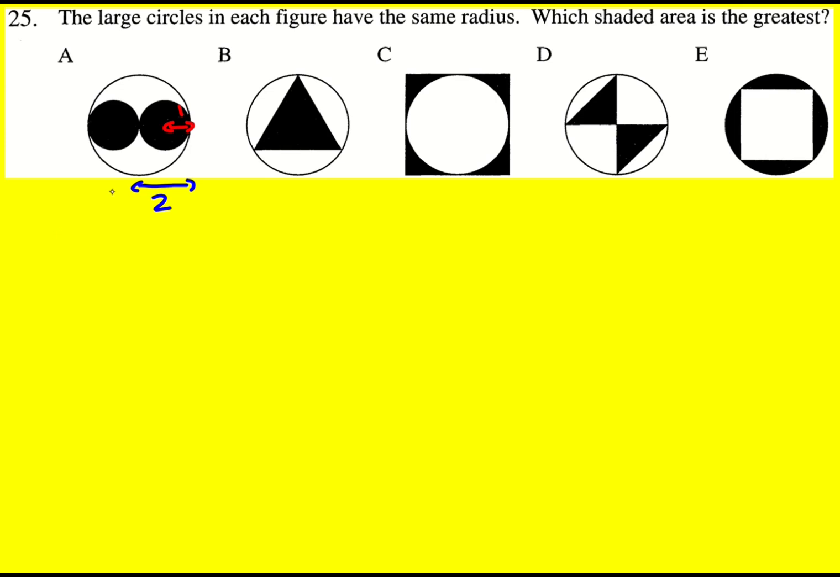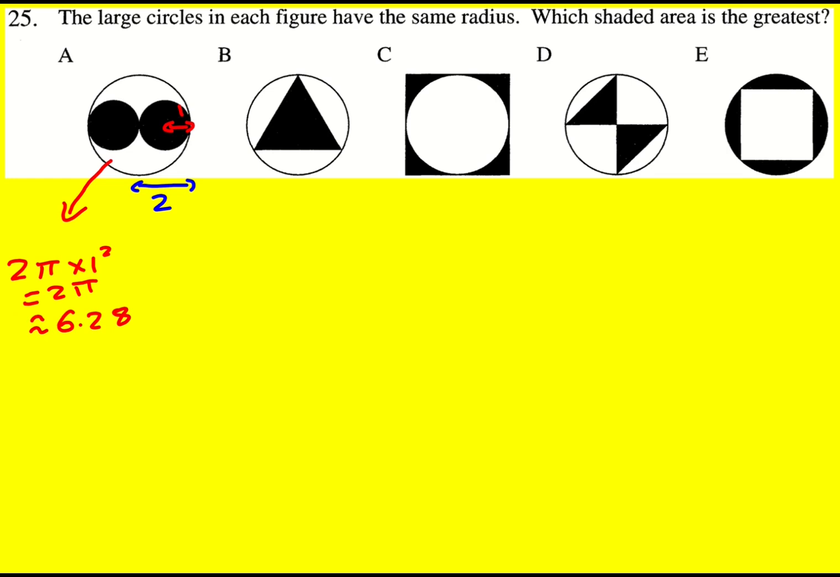So the shaded area for this first one is going to be pi times 1 squared for one circle, just times that by 2. So I'm going to get 2 pi. I can leave my answer in terms of pi, but I'm just going to approximate it as 3.14. So then I'll get 6.28, or I should probably write down approximately.